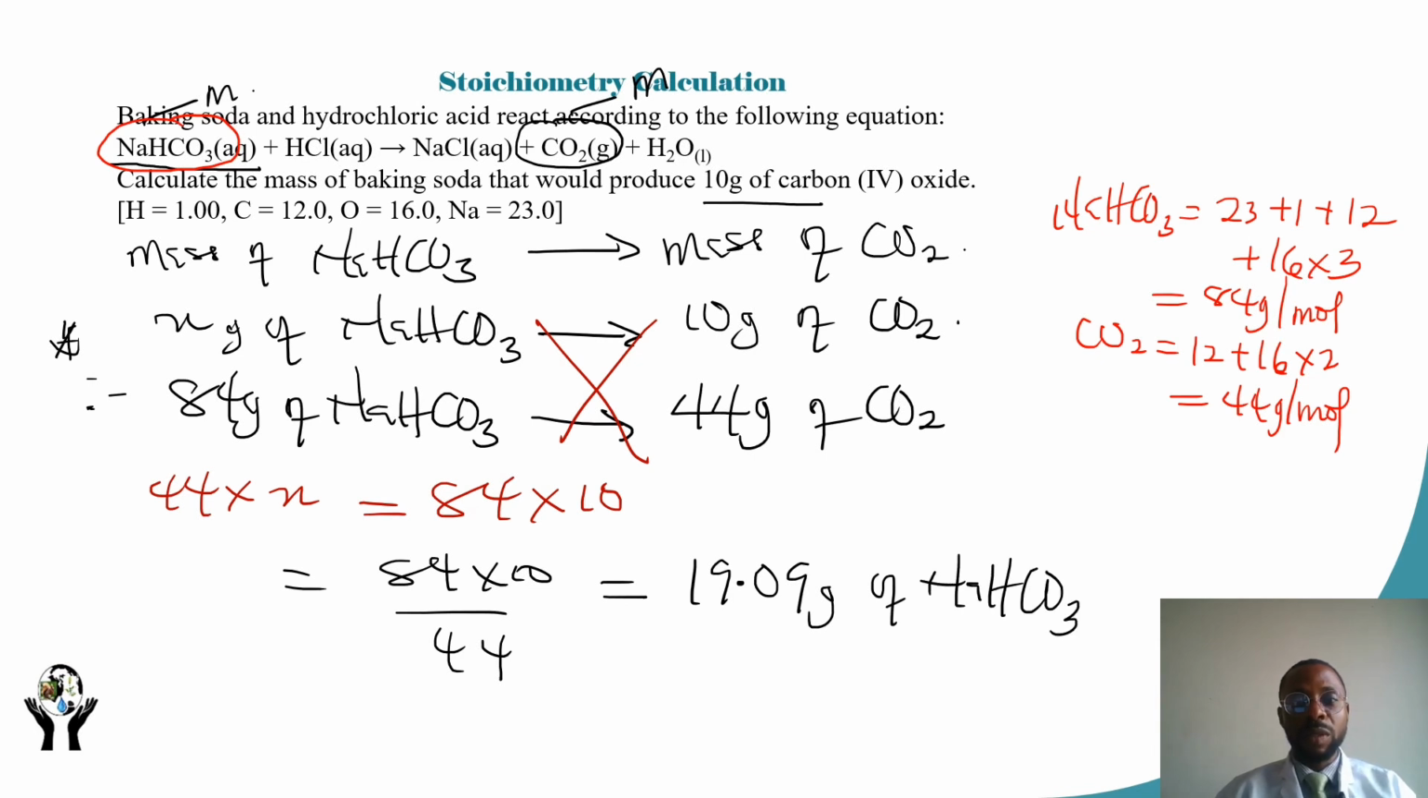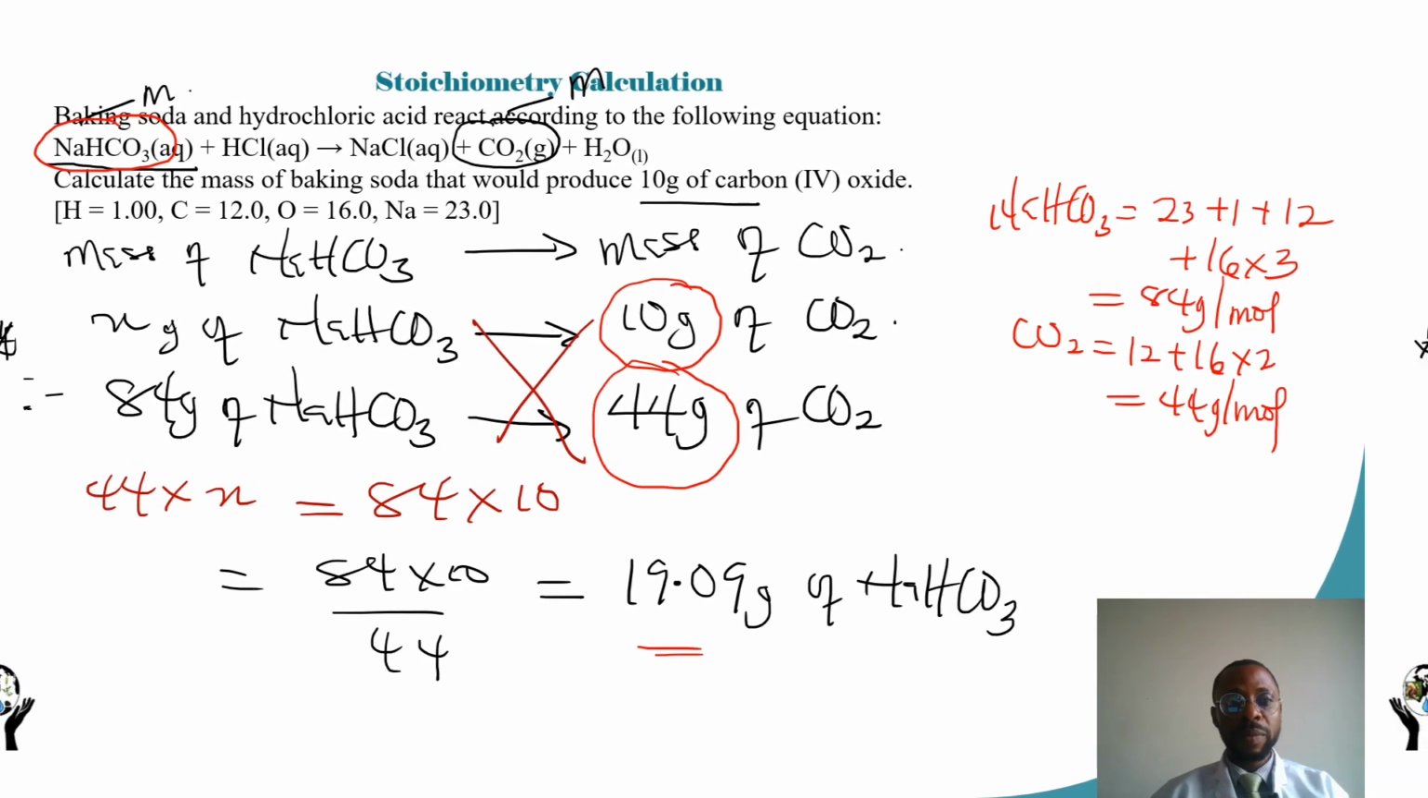NaHCO3. You can as well work around this, and instead of using the mass of the CO2 that is given in the question, you can convert that to moles by saying mass over molar mass. So instead of 10 grams, you say the mass, which is 10, over the molar mass, that will be 44. So instead of using this mass, you can change it to moles. But if you have changed this to moles, you are not going to use 44 grams again for CO2. In that case, you use the number of moles of CO2 in that equation, which is 1. So if you do that, you should get the same answer as what you have done here.